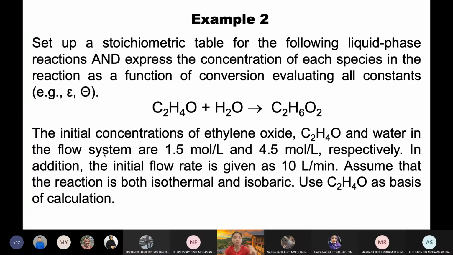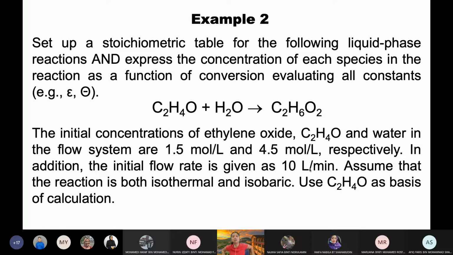Okay, katakanlah dia tak tulis flow system, kamu perasan ada satu nilai di sini di mana dimension dia, unit dia adalah liter per minute ataupun is volume per time. So kalau kamu tahu volume per time, volumetric flow rate, confirm this is the flow system. Kalau batch system, kamu tak akan jumpa volumetric flow rate. Dalam batch system, kamu akan jumpa volume je. So you know terus ni adalah flow system.